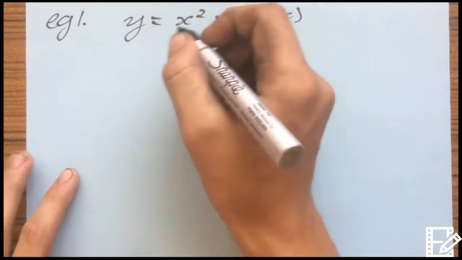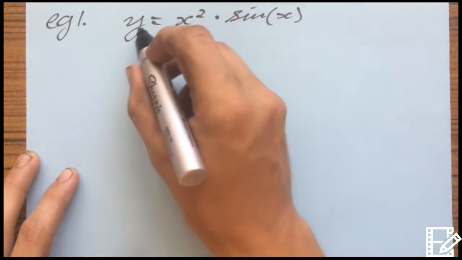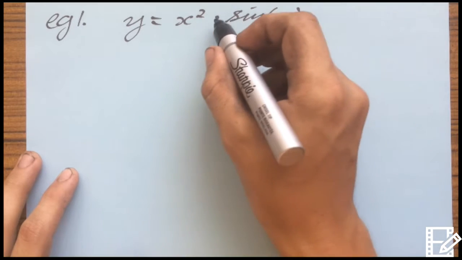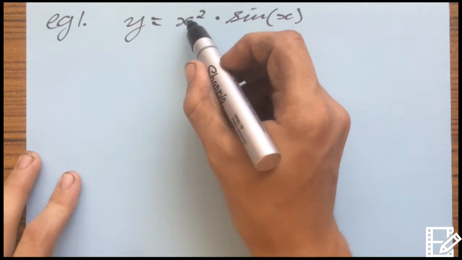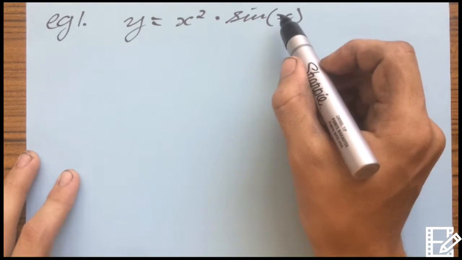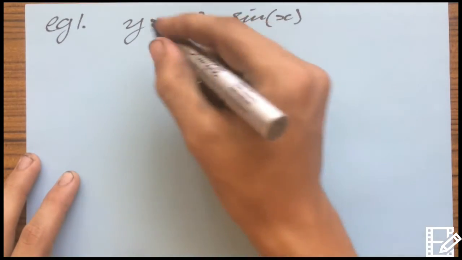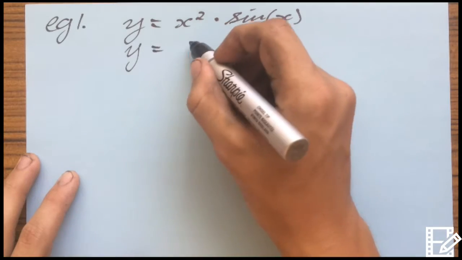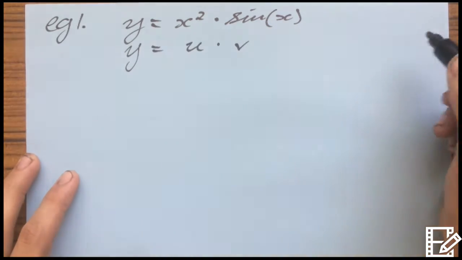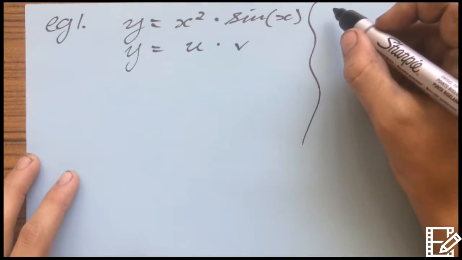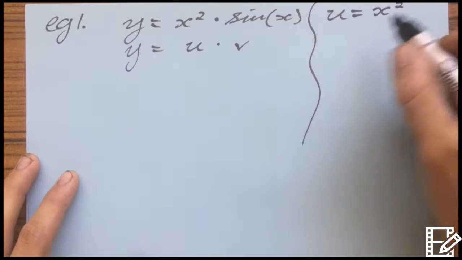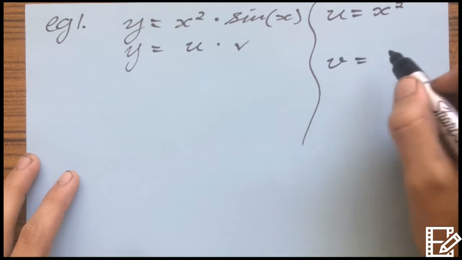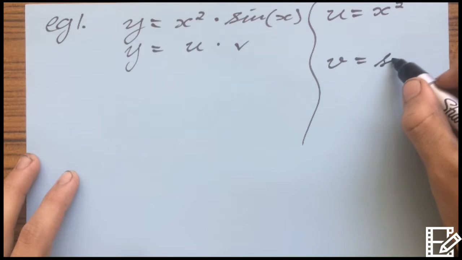Okay, so we have y equals x squared multiplied by sine x. Because we have a function, x squared, multiplied by sine x, another function, we use the product rule. So, if we separate the page, we can make u equal to x squared, v equal to sine x.